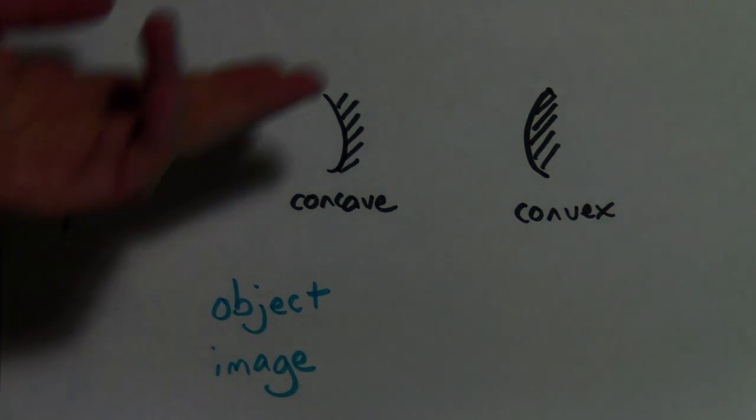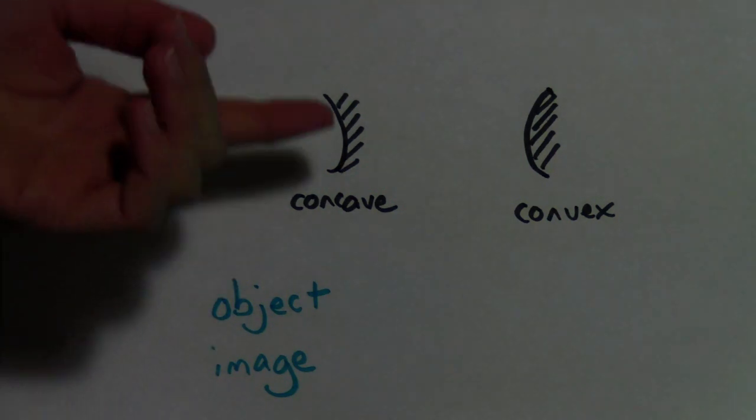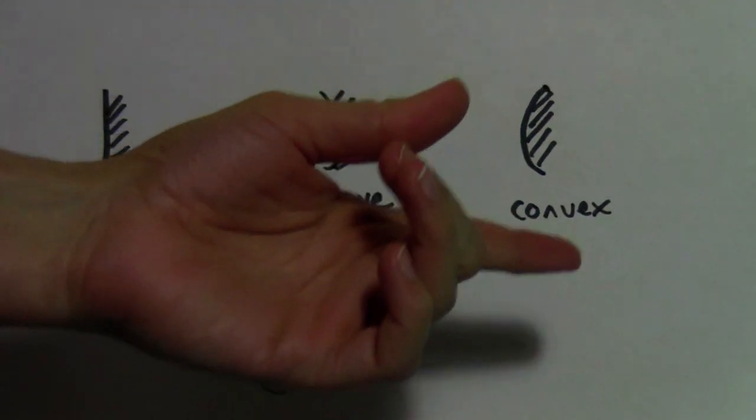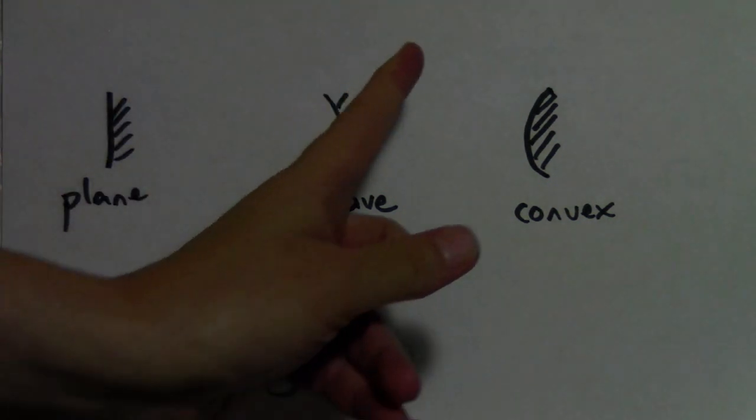And so there's three main types of mirror. There's a plane mirror, that's just a fancy name for a flat mirror. There's a concave mirror, which curves like this. And then there's a convex mirror, which curves the other way. And in all three of these, if you were looking at yourself, you'd be here on the left, and then the back side would be on the right.